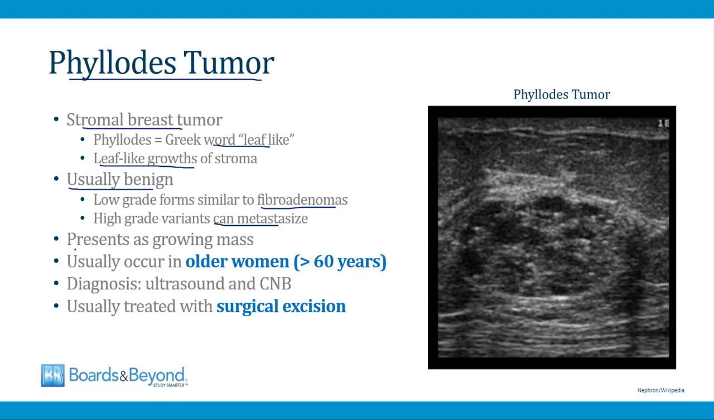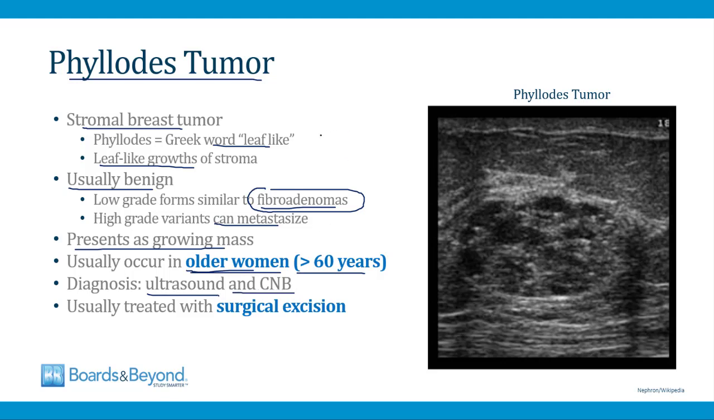These tumors present as a growing mass, and they usually occur in older women greater than 60 years, and so this differentiates them from fibroadenomas, which are stromal tumors that usually occur in premenopausal women. A phylloides tumor usually occurs in an older woman. These can be diagnosed through ultrasound and core needle biopsy.